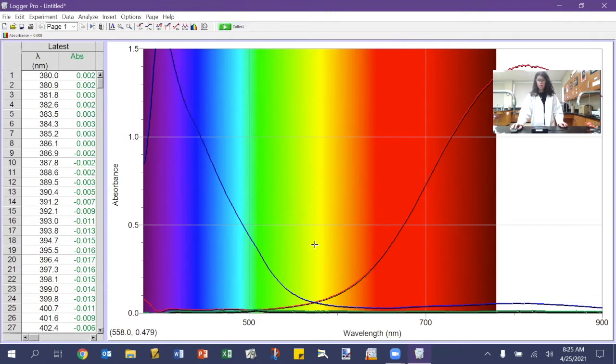So what we see here is that the zinc 2+ does not absorb in the visible range, which makes sense because it is a colorless solution. So I actually wouldn't expect this to absorb in the visible range. We see that the absorbance of copper increases as the wavelength goes up, and the opposite is true for iron.